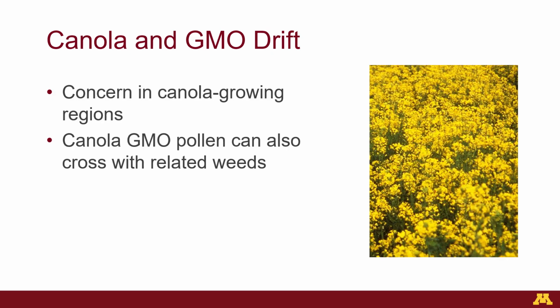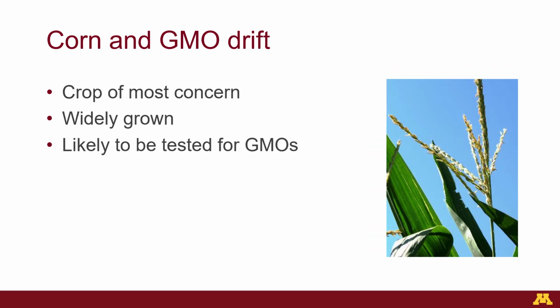Canola is not widely grown in the upper Midwest, but in the areas it is grown, GMO pollen drift is definitely a concern. In the case of both canola and sugar beet, it is also possible for GMO pollen to fertilize crops or weeds of related species. This can lead to weed populations that also produce GMO pollen, which may cross back into a subsequent canola crop.